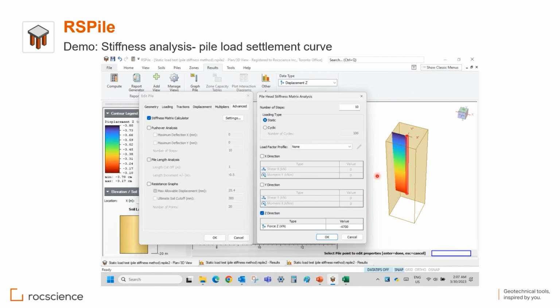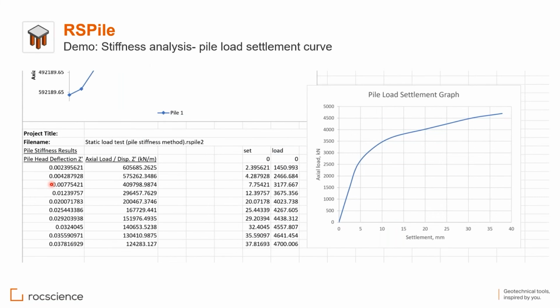You can go to something called the stiffness analysis. You remember this, the edit pile. You go to the advanced tab. You check on stiffness matrix calculator. You press on settings. You put the number of points, the number of steps you want, and you put the load you want for the stiffness. The load, of course, will be the highest load you expect in the test, and you will get your results like this.